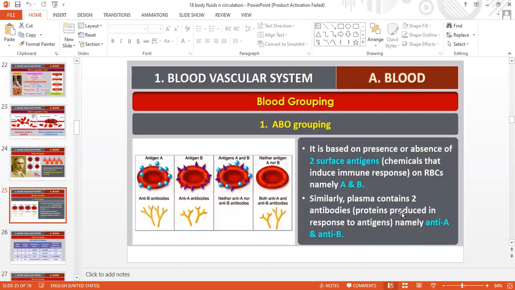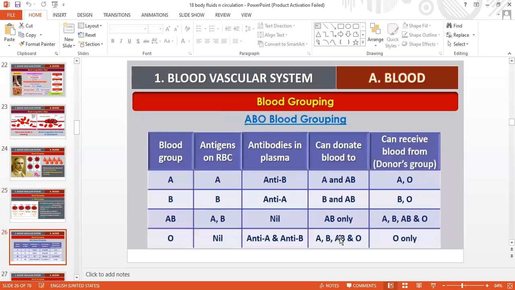Similarly, plasma contains two antibodies. They are known as anti-A and anti-B. So antigens are present on the RBC, named as antigen A and antigen B. And the antibodies named as anti-A and anti-B are present in the plasma.